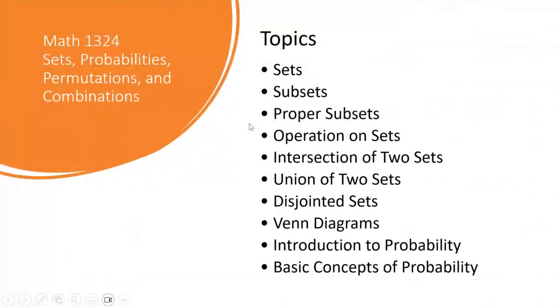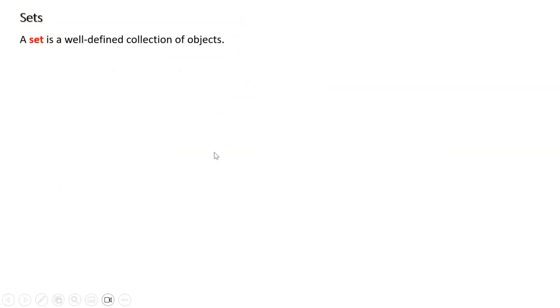Here we go. Okay. So today we are going to cover sets, subsets, proper subsets, operation on sets, intersection of two sets, union of two sets, disjoint sets, Venn diagram, introduction to probabilities, and basic concepts of probabilities. I believe this covers chapter 8, 8.1, all the way to about 8.4. Okay, so let's start with sets. Before we start, we have to go over some definitions. This section requires many definitions, so we can know what we're talking about.